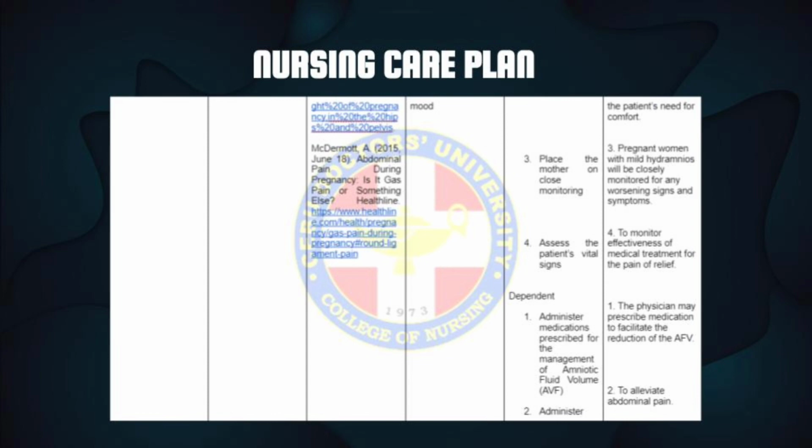Number 3, place the mother on close monitoring. So pregnant women with mild hydramnios will be closely monitored for any worsening signs or symptoms. Fourth, assess the patient's vital signs. So this is to monitor the effectiveness of the medical treatment for the pain relief. So next, we have here the dependent nursing interventions. First, administer medications prescribed for the management of amniotic fluid volume. The physician may prescribe medication to facilitate the reduction of the amniotic fluid volume. Next, administer medications as ordered for pain. So this is to alleviate abdominal pain.